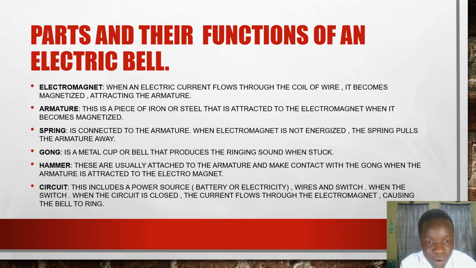The circuit includes a power source, a battery or electricity, which may be DC or AC. Wires are the conductors, and a switch can turn power on and off. When the switch is closed, the current flows through the electromagnet, causing the bell to ring. Instead of a switch, the electromagnet may be connected to an alarm system or another source of power.